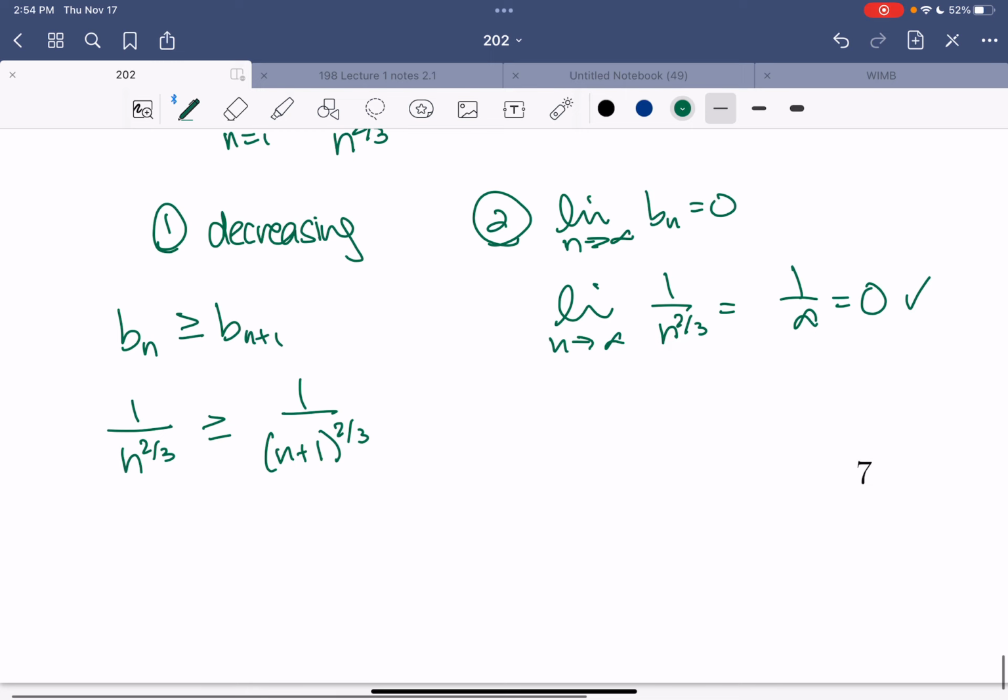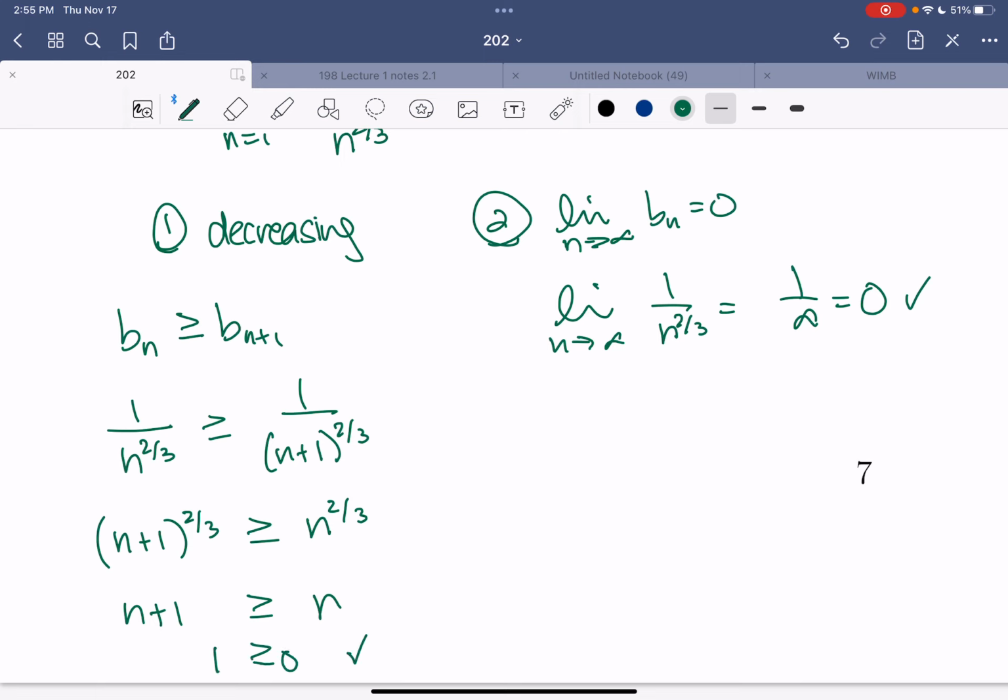Okay, multiply both sides to get rid of your denominators. That gives you n plus 1 to the 2/3 is greater than or equal to n to the 2/3. If you raise both sides to the 3/2 power, that gives you n plus 1 is greater than or equal to n. Subtract your n's and 1 is greater than or equal to 0, so that's true.